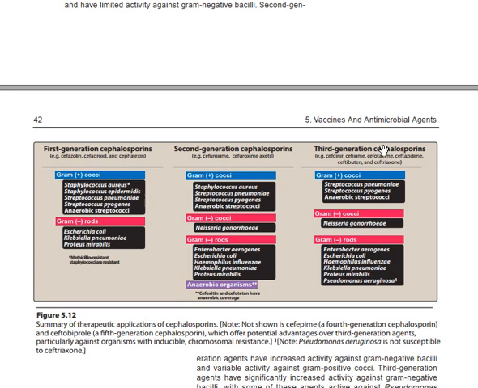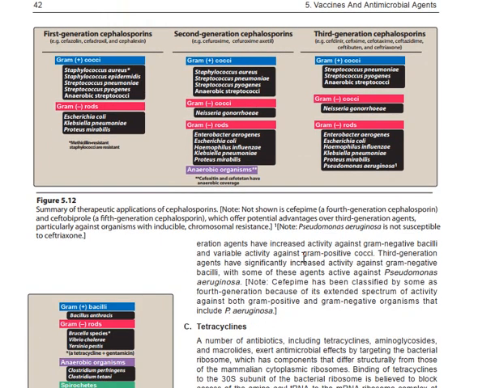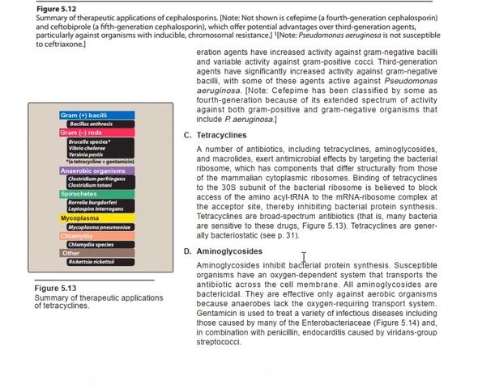Now the third generation cephalosporins consist of cefixime, cefotaxime, ceftazidime, and ceftriaxone. Among gram-positives, we have Streptococcus pneumoniae, Streptococcus pyogenes, and anaerobic streptococci. Among gram-negatives, we have Neisseria gonorrhoeae, and gram-negative rods such as Enterobacter aerogenes, Escherichia coli, Haemophilus influenzae, Klebsiella pneumoniae, Proteus mirabilis, and Pseudomonas aeruginosa. But Pseudomonas aeruginosa is only covered in particular cases, like ceftazidime.